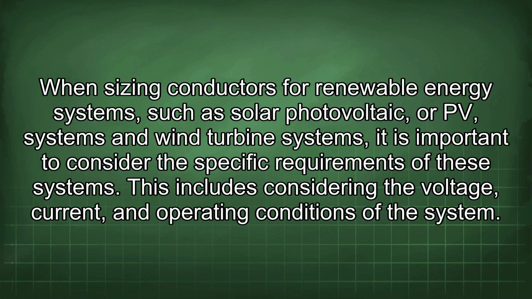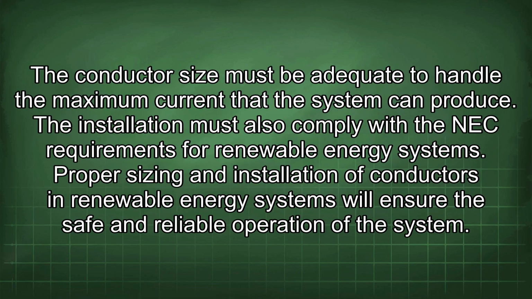When sizing conductors for renewable energy systems such as solar photovoltaic or PV systems and wind turbine systems, it is important to consider the specific requirements of these systems. This includes considering the voltage, current, and operating conditions of the system. The conductor size must be adequate to handle the maximum current that the system can produce. The installation must also comply with the NEC requirements for renewable energy systems. Proper sizing and installation of conductors in renewable energy systems will ensure the safe and reliable operation of the system.